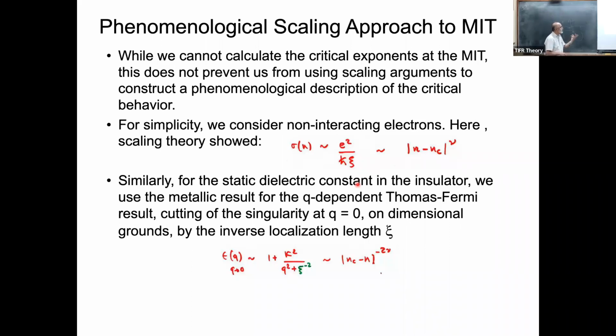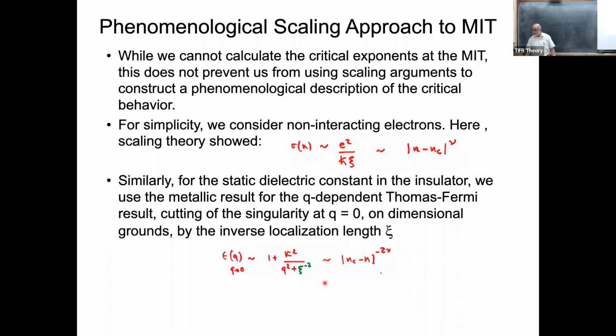Now, similarly, if you look at the static dielectric constant in the insulator, what we do is we use the Thomas Fermi result for a metal, which is 1 plus the screening wave vector squared divided by q squared, but we cut it off at small q, or at long wavelength, by the localization length. Just dimensional analysis. So that tells you that's what you would expect in an insulator. In the metal, there is no such term here. This term is missing. You're putting it in by hand to cut off the divergence in the insulator.